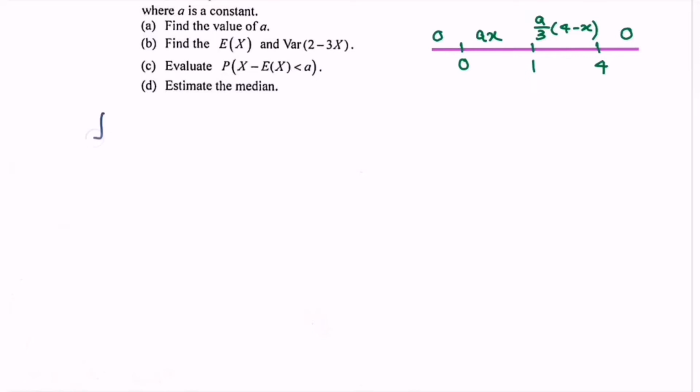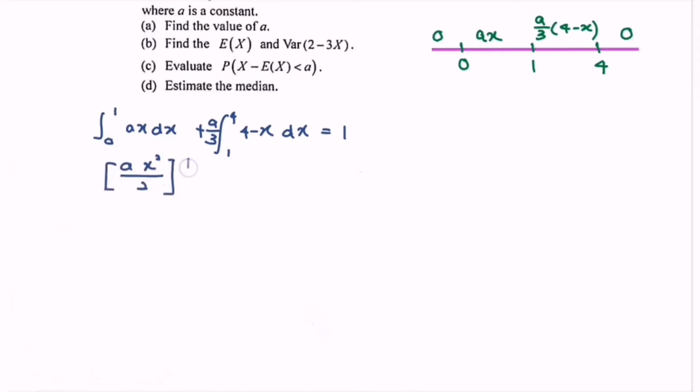So here, we have 0 until 1 for the function ax with respect to x, plus we integrate a over 3, 4 minus x with respect to x for the domain 1 to 4, which is equal to 1. Kindly integrate the situation: ax squared over 2 for the limit 0 to 1, plus a over 3 bracket 4x minus x squared over 2, for 1 to 4, which is equal to 1.